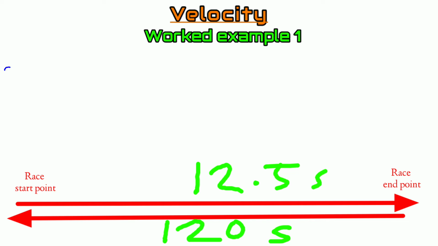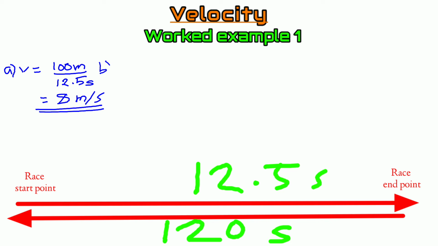For her velocity during the race, we are going to take her displacement as 100 meters. So velocity equals 100 meters divided by 12.5 seconds, which will give us 8.0 meters per second. For her velocity when walking back to the starting position, we'll take her displacement as negative 100 meters, and the time, 2 minutes, will be converted to 120 seconds. So her velocity is negative 0.833 meters per second.